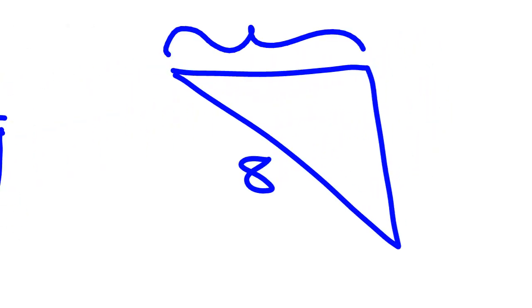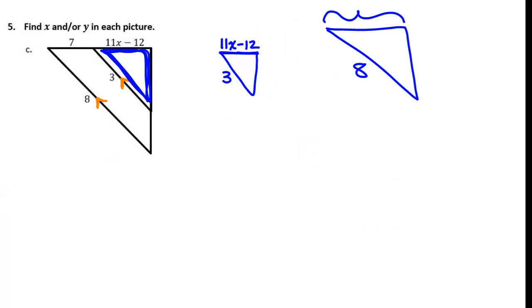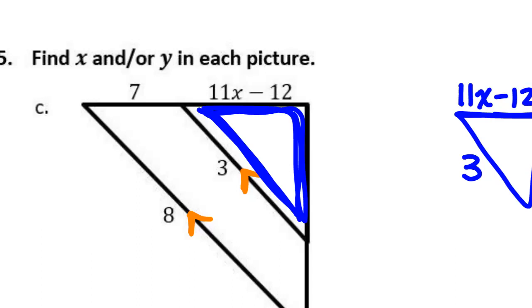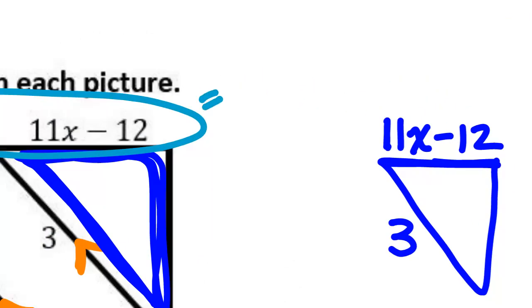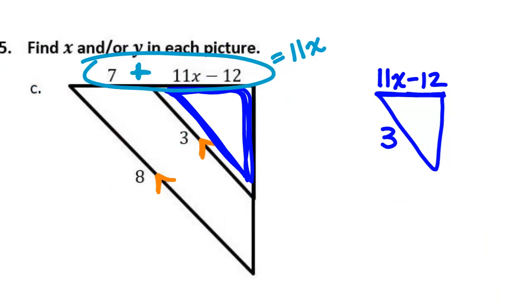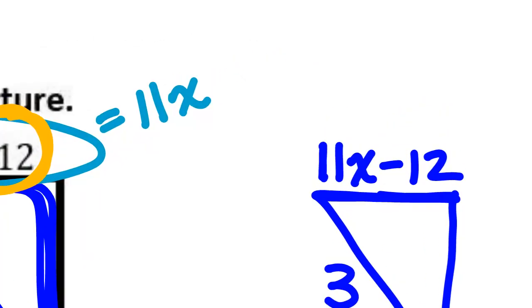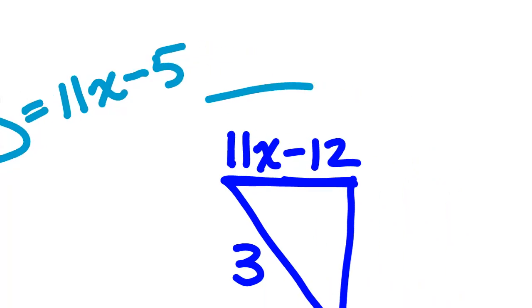And before I find this side up here, what do I need to do? I need to add. So I have 7. That needs to get added to 11x plus 12. Are there any like terms for the 11x? Nope, so that would just stay 11x. Are there any like terms for the 7? Yes, 7 is a like term with what? Negative 12. Be careful, that's got a minus sign. So what is 7 minus 12? Negative 5. So 11x minus 5 is what goes up here.